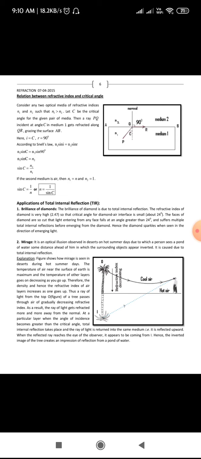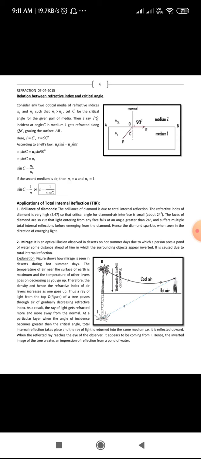As you know, the angle of refraction at the interface, that is QR, is equal to 90 degrees. So we say that the angle of incidence is equal to the critical angle. So r is equal to 90 degrees. When the angle of incidence is equal to the critical angle, the angle of refraction will be equal to 90 degrees.